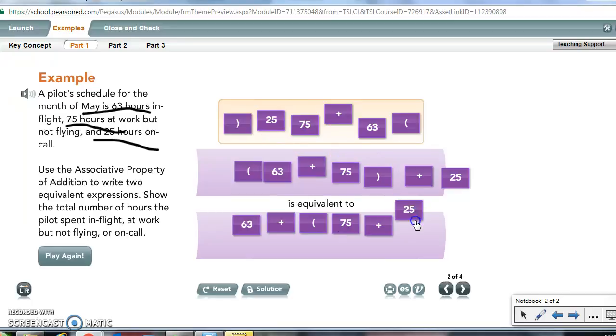So again, the numbers are all in the same order, but we're just switching the parentheses and regrouping it so it's easier for mental math. Go ahead and copy that down.